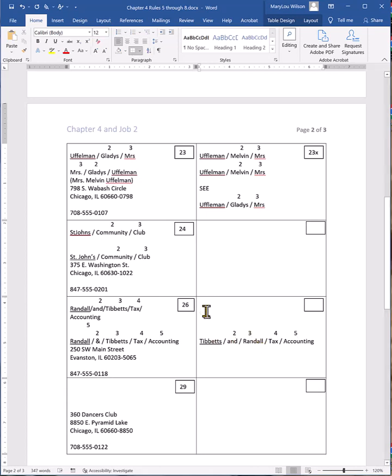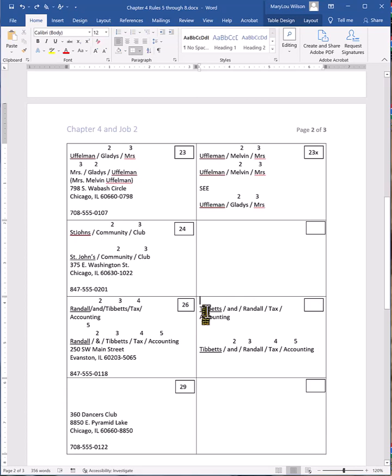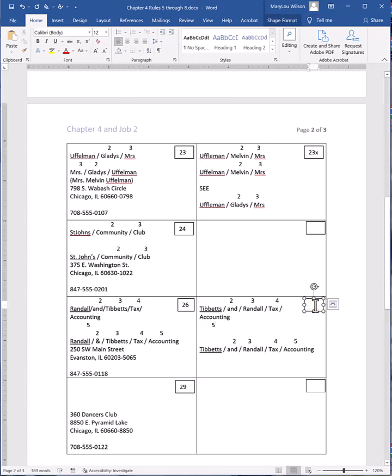Now, when we rewrite this at the top, Tibbetts and Randall, tax, accounting. And it is Tibbetts and Randall, tax, accounting down here. And this is going to be number 26X.